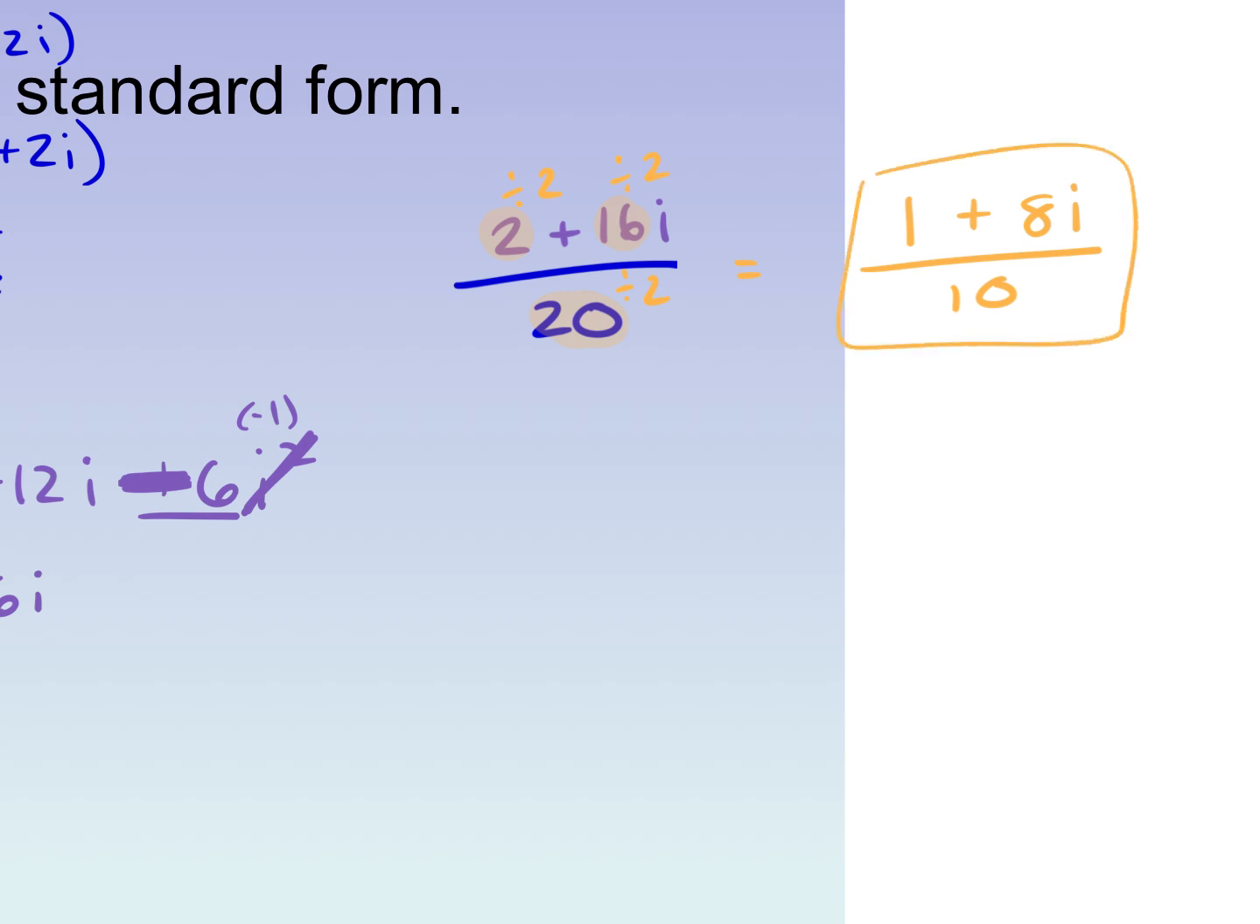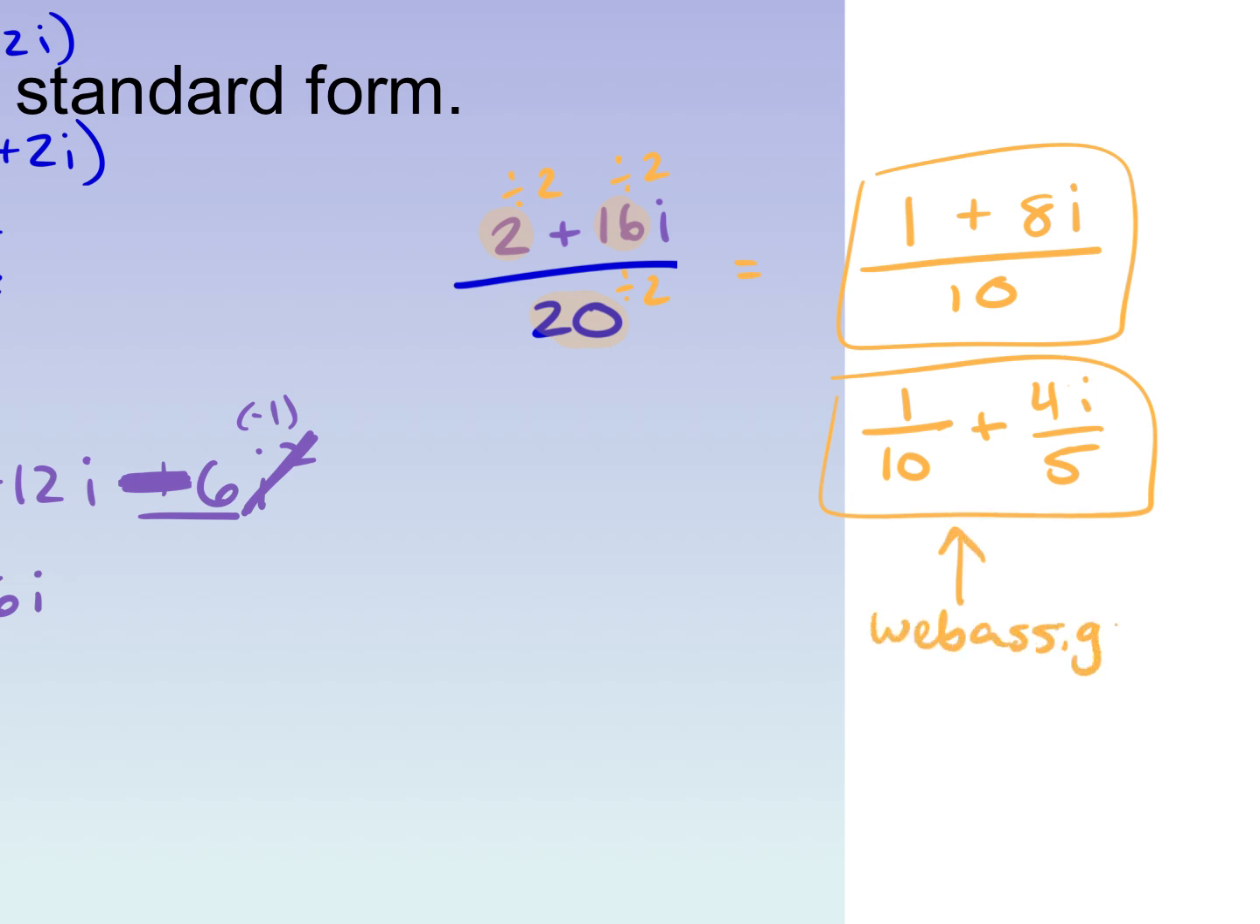This would be perfectly fine on a test or quiz. I'm not sure if WebAssign's going to take this. Sometimes WebAssign likes it when you split up the answers. So it'd be 1 over 10 plus 8i over 10, which actually simplifies more. What does 8i over 10 simplify to? 4i over 5. Perfect. So I think WebAssign would probably want it this way. You can try putting it all in one fraction on WebAssign, but if it marks it wrong and you know that you did it right, break it up. That way you have your real part first and your imaginary part second.